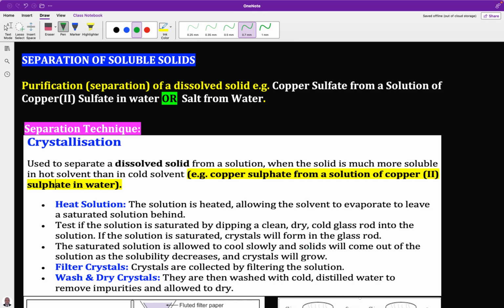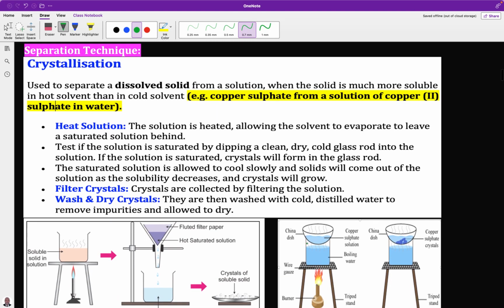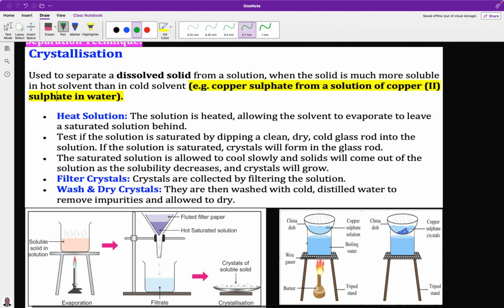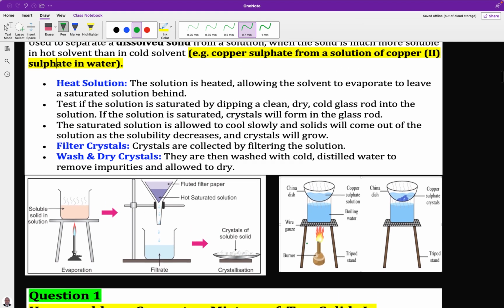After we filter and collect the crystals, the last stage will be to wash and dry the crystals. They are then washed with cold distilled water to remove impurities and allowed to dry. It's a simple method: heating the solution, filtering the crystals, washing and drying the crystals. See how it is illustrated here.